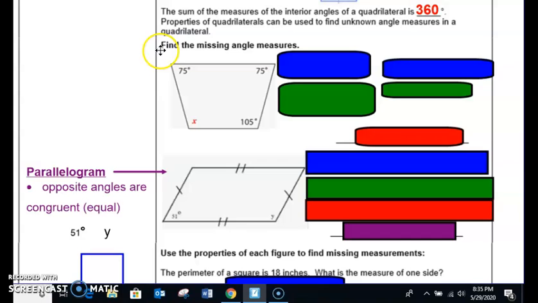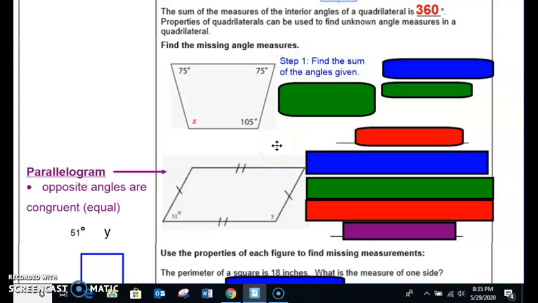So the example below says find the missing angle measures. So I see that I have this trapezoid here, and they gave me the measure of 3 angles, but not of this last one. But that's okay because I know that all together they're going to add up to 360. So I just have to find this one that's missing.